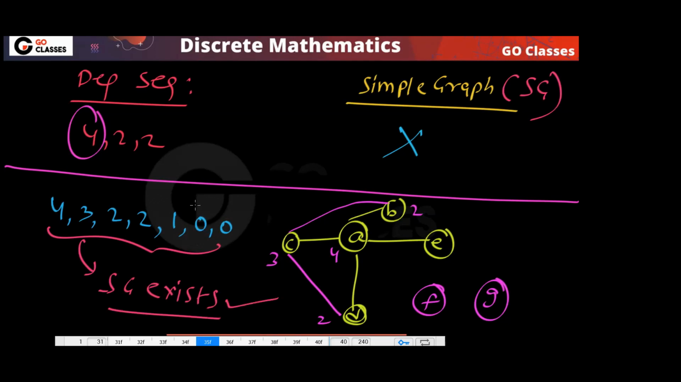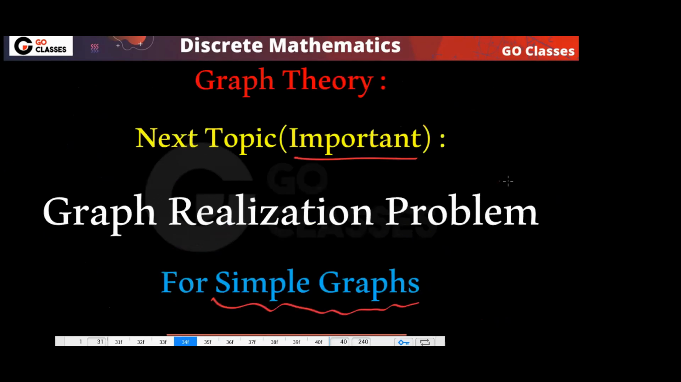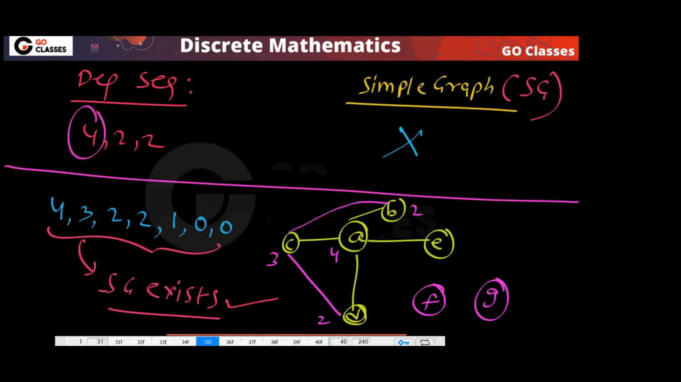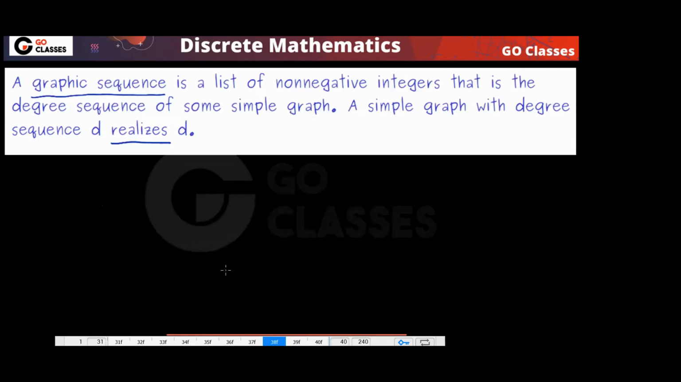Is this clear? Did you understand the graph realization problem for simple graph? Just understand that a degree sequence is given to you. For that degree sequence, can you create a simple graph? Can you realize a simple graph? So that is the idea.